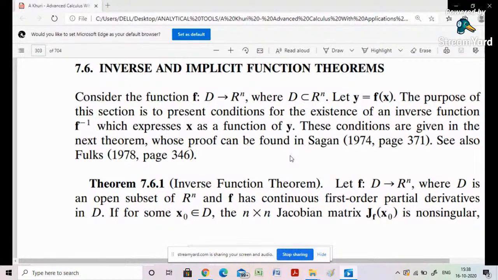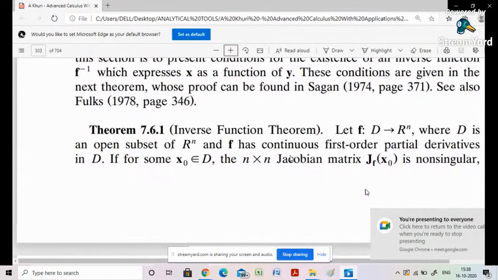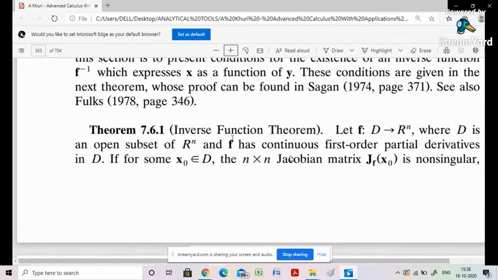Inverse function theorem. Let us just state the theorem. Let f be from D to Rn, where D is an open subset of Rn. F has continuous first order partial derivatives. That is the first condition, the minimum condition for the existence of the inverse function. And another condition: for some x naught belonging to D, the n by n Jacobian matrix is non-singular. So what are the two conditions? F has continuous first order partial derivatives and the Jacobian of f is non-singular.